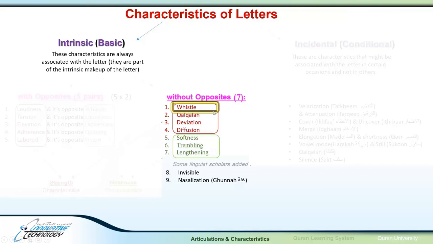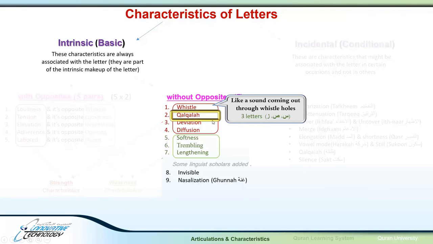The whistle is basically the sound characteristic which gives a whistling sound like when we blow air through whistle holes. And this is a characteristic of the sin, the sad, and the zain, 3 letters. The qalqala is another unique basic intrinsic characteristic to these letters: qa, ta, ba, ja, da. We put them together in qutb jad, where we increase the sound tone upon stopping on one of those letters.